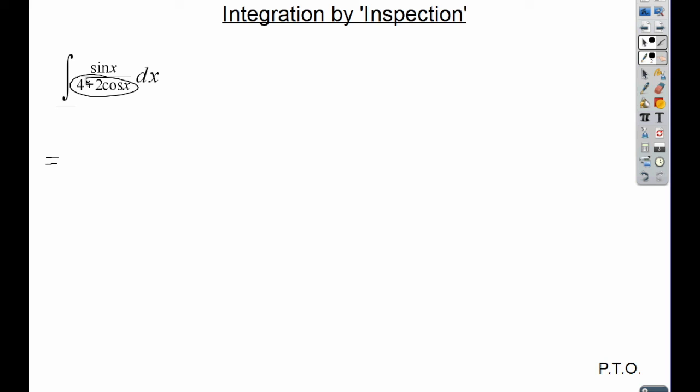Look at the denominator. When you differentiate the denominator, let's just write it down, you're going to get negative 2 sine x. What we're after is some multiple of that on the numerator, and yes, we do have that. We've got a multiple of negative 2 sine x, we've got sine x on the numerator. What that means is straight away you can write down that the answer must look like this.